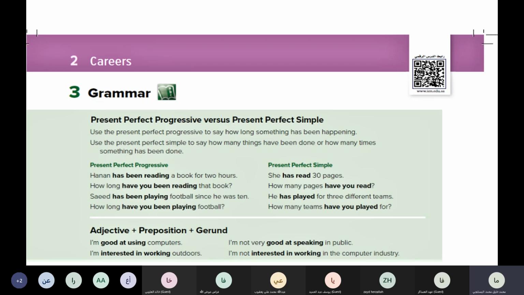If you want to focus on time, I have read for 2 hours. And then you realize, if you want to focus on time, you can use present perfect progressive or present perfect. But if you want to focus on things or the number of things done, we use what? Present perfect. We cannot say, well, I have been reading before 30 pages. Okay?